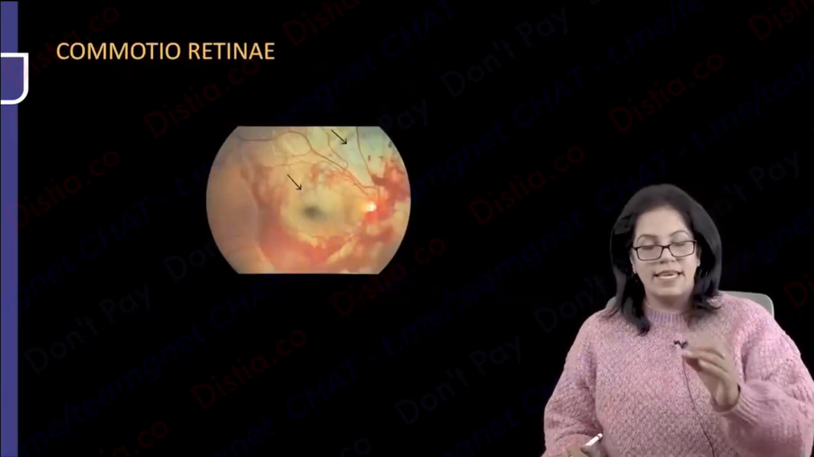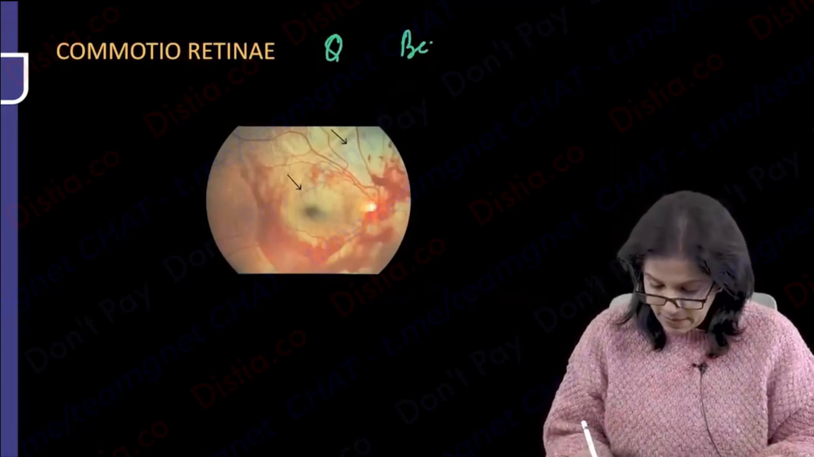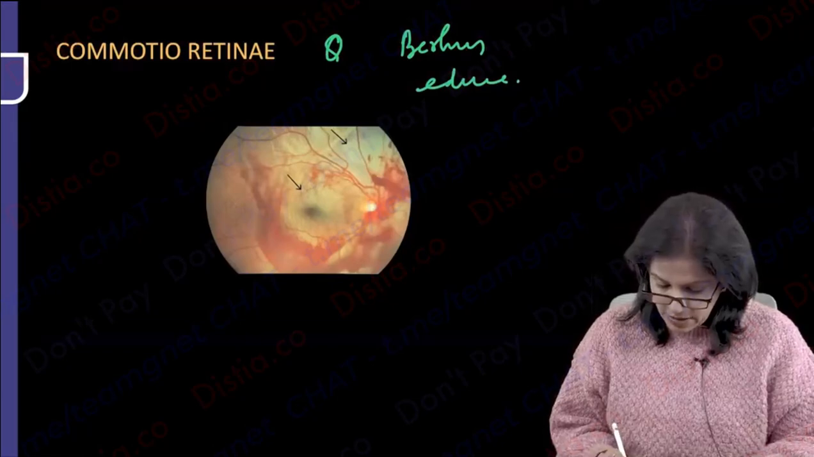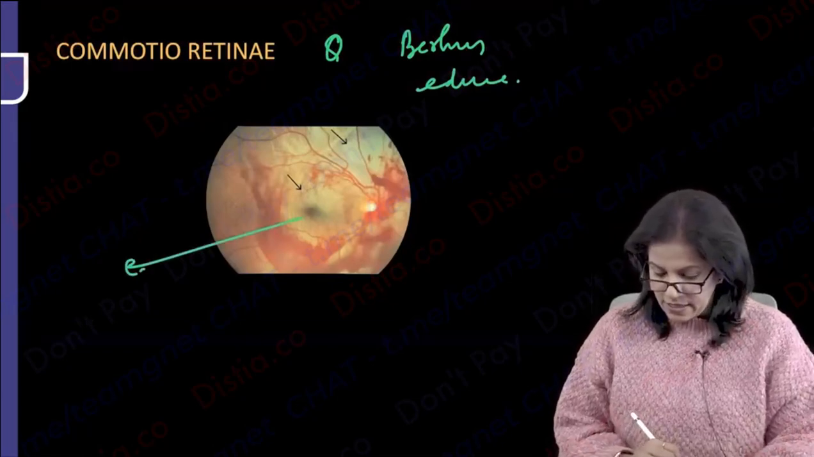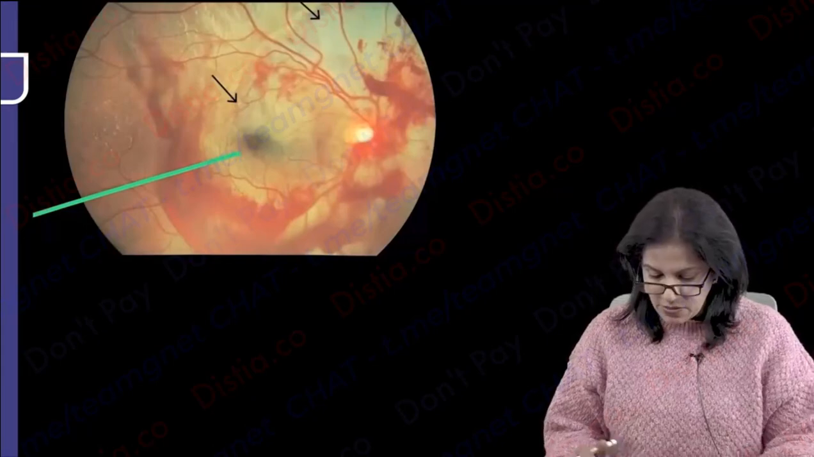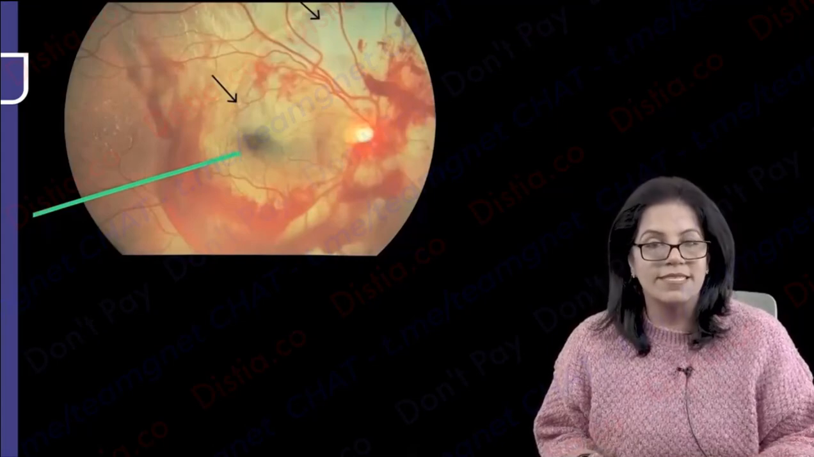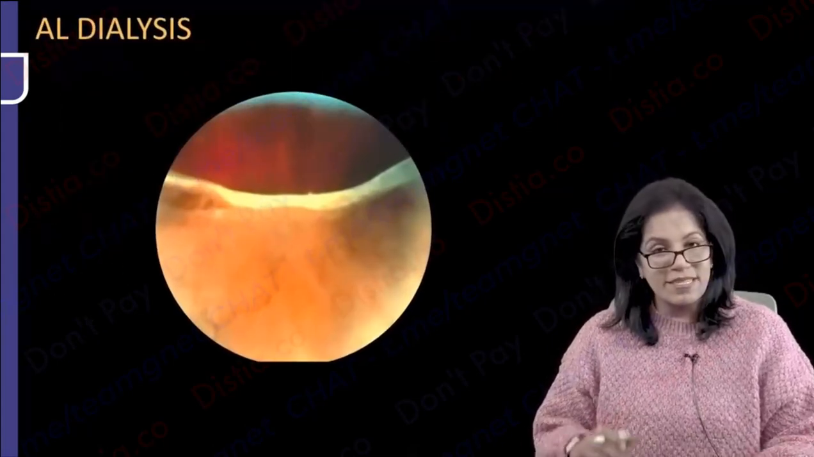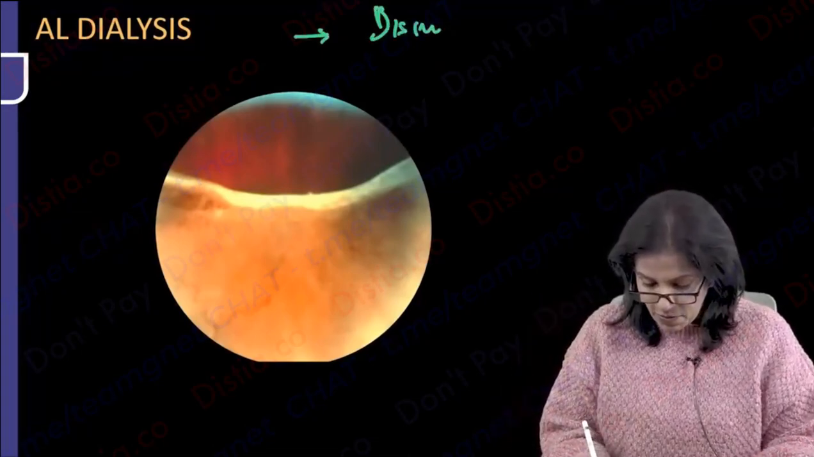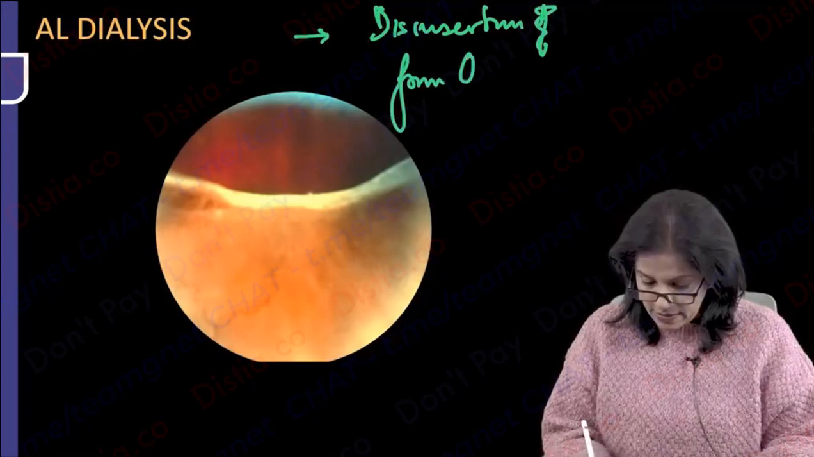Okay, one more important thing, commotio retinae. What was that? Exam question. This is also called Berlin's edema. So after blunt trauma, this cherry red spot is this edematous area, and the red spot, this is what is Berlin's edema. There are other findings. You can see vitreous hemorrhage here. So it may be confusing, but yes, this is Berlin's edema. When the retina disinserts from its ora serrata, that is what is called retinal dialysis. Disinsertion from ora serrata.